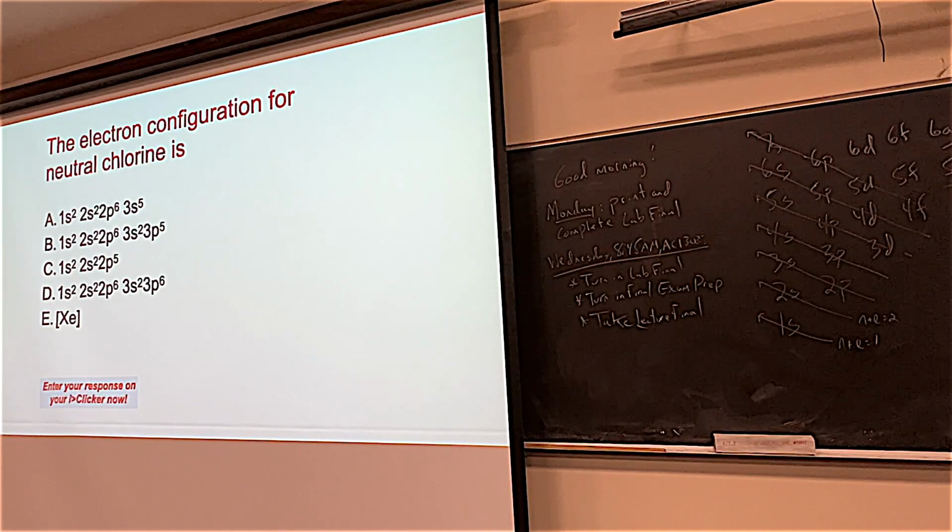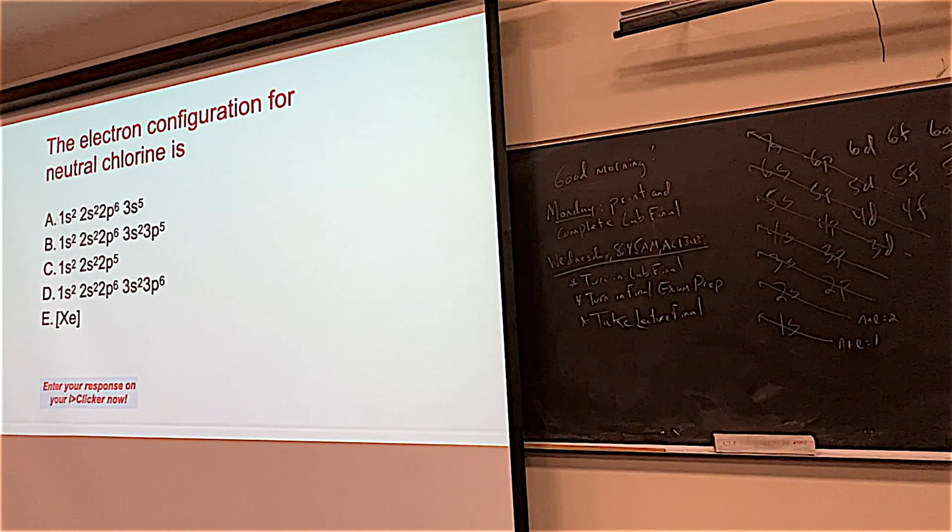So you always fill them in order of increasing n plus L. What that means is the only n plus L equals 1 is first, 1s. 2s is next because that's n plus L equals 2. Here's a tie because 2p and 3s both have n plus L equals 3. So if there's a tie, you go to the lower one first, then the higher one, et cetera.